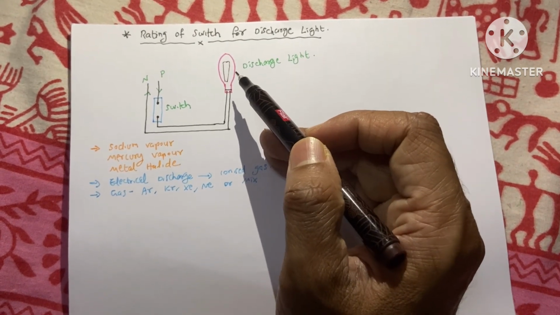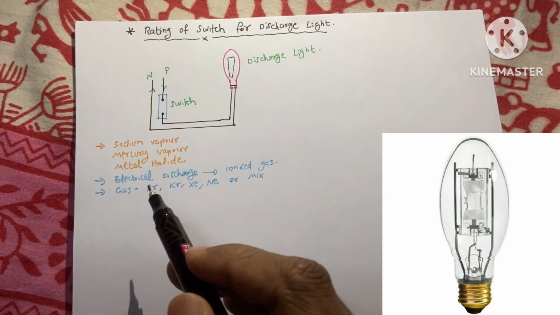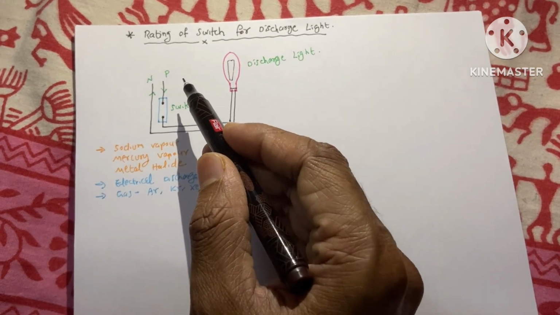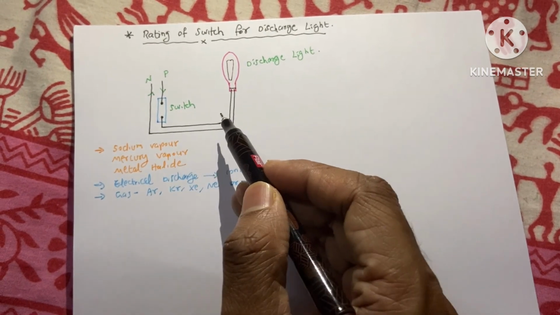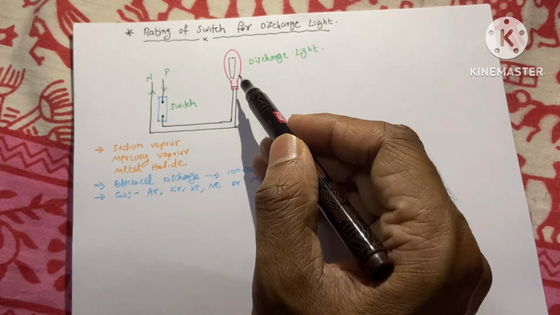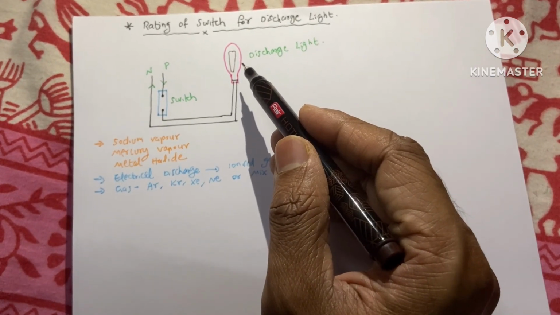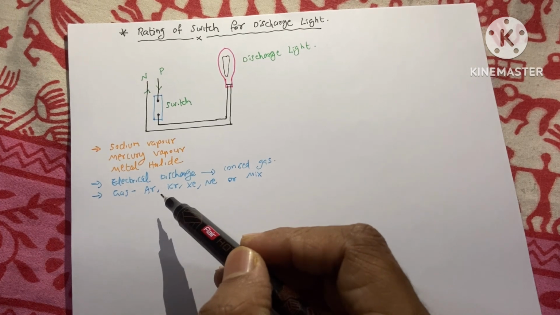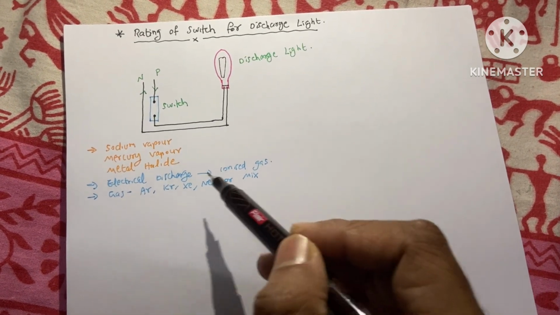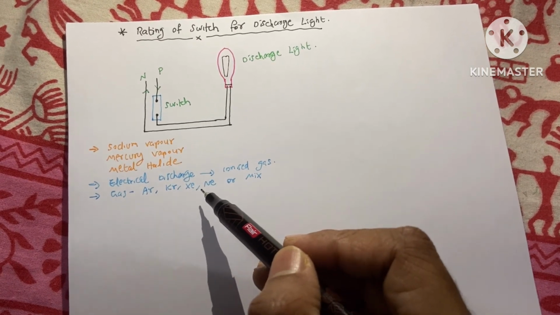A discharge light is a light which emits light when we pass an electrical discharge through an ionized gas. When we pass electricity through the ionized gas, light is emitted. The normal gases present inside the light are argon, krypton, xenon, neon, or a mix of these. All these gases are inert gases.